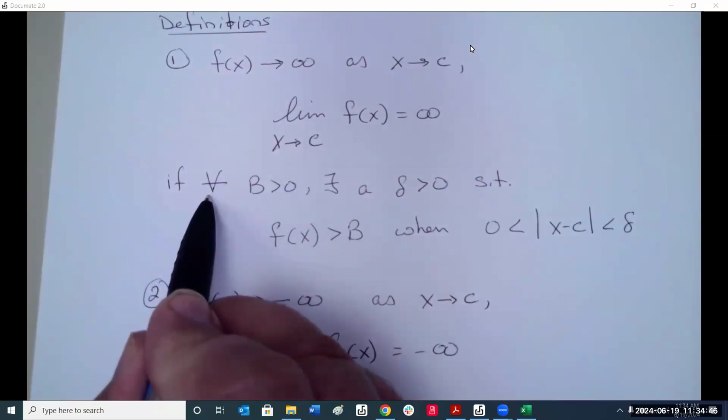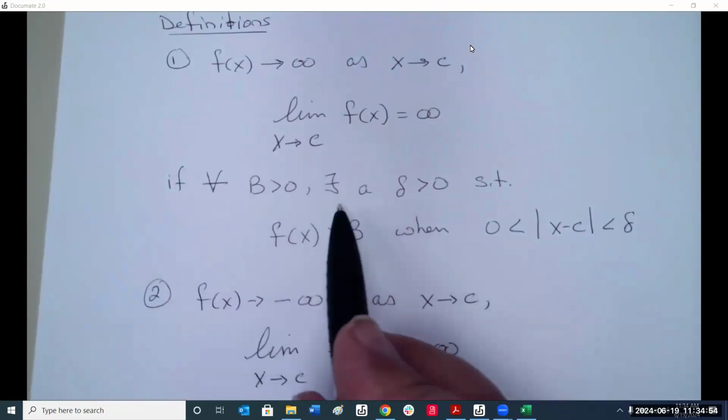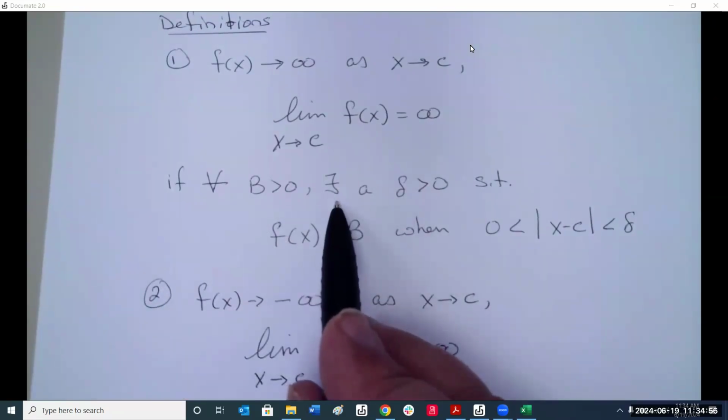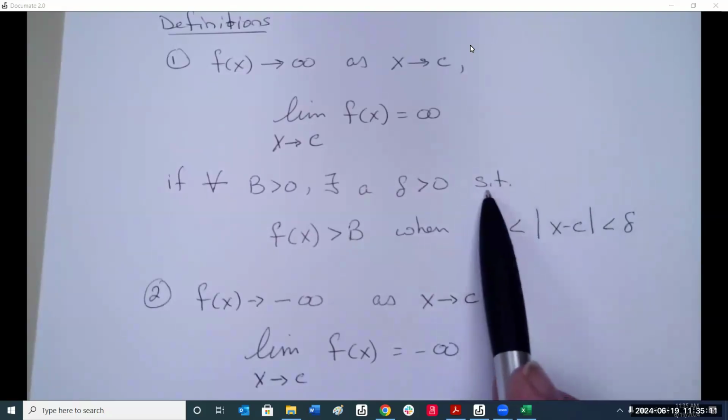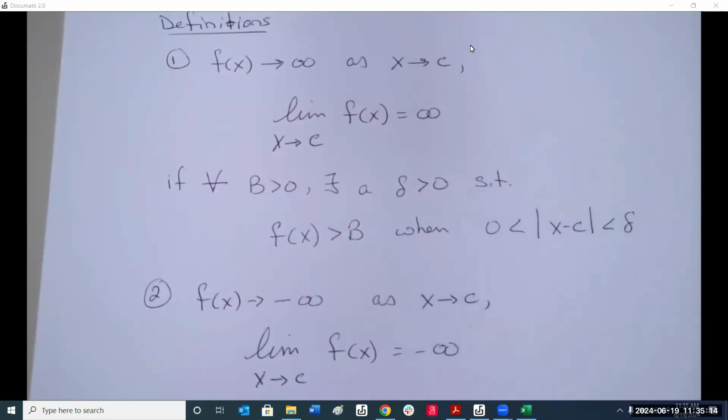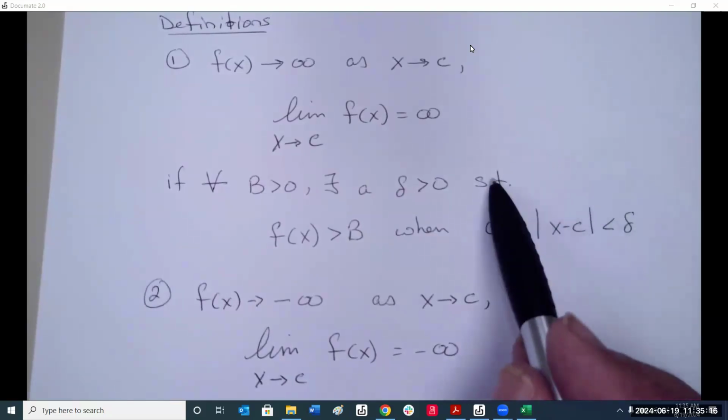Remember what this symbol means? For every. This one means for every. This one means there exists. Because if you're going to study mathematics, higher level maths, you get to university, they're going to be using these symbols all over the place in lectures and stuff. So might as well get introduced to them now. ST means such that. That means such that.